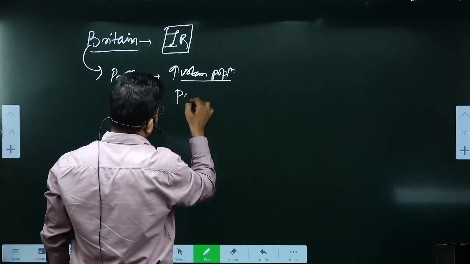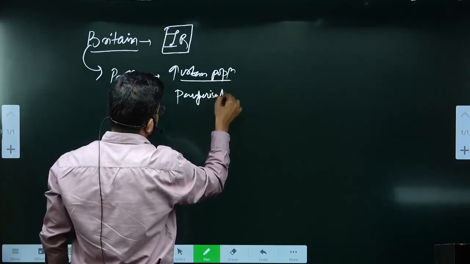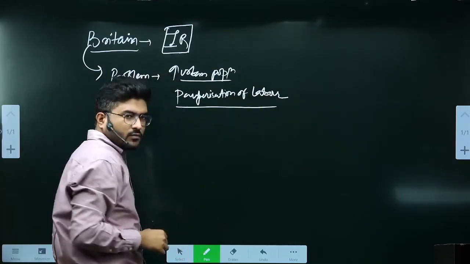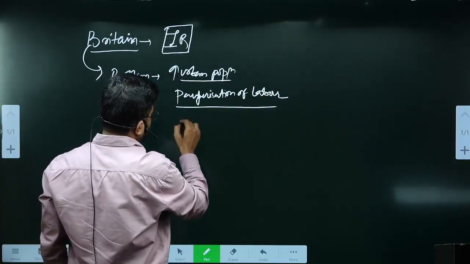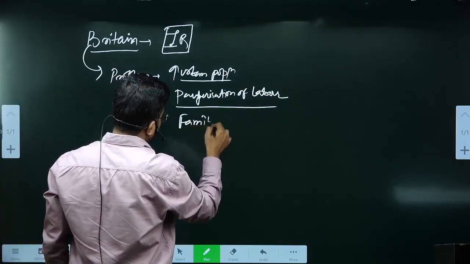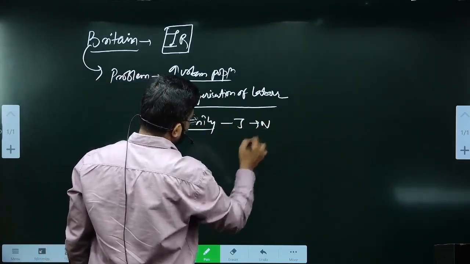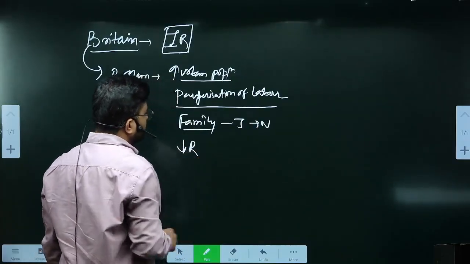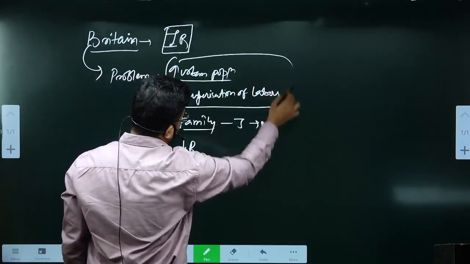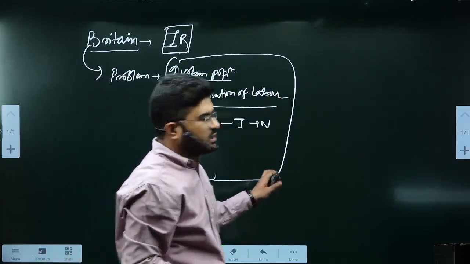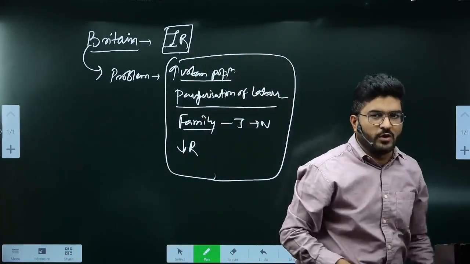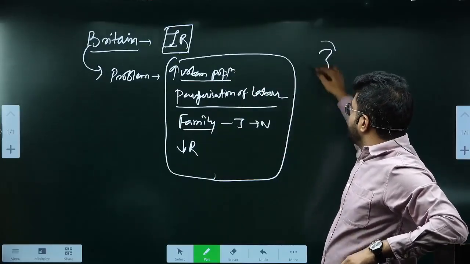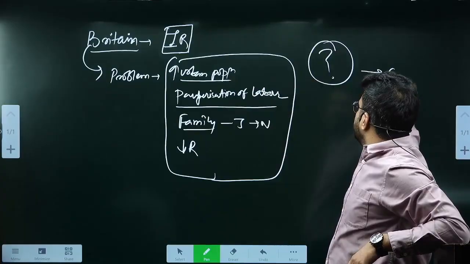pauperization of labor, changing of family structure from joint to nuclear, decreasing of religion. There were a lot of problems, which we have already seen in the modernization chapter, that Britain was facing at that point of time because of the industrial revolution. But why did sociology not emerge in Britain and emerge in France?